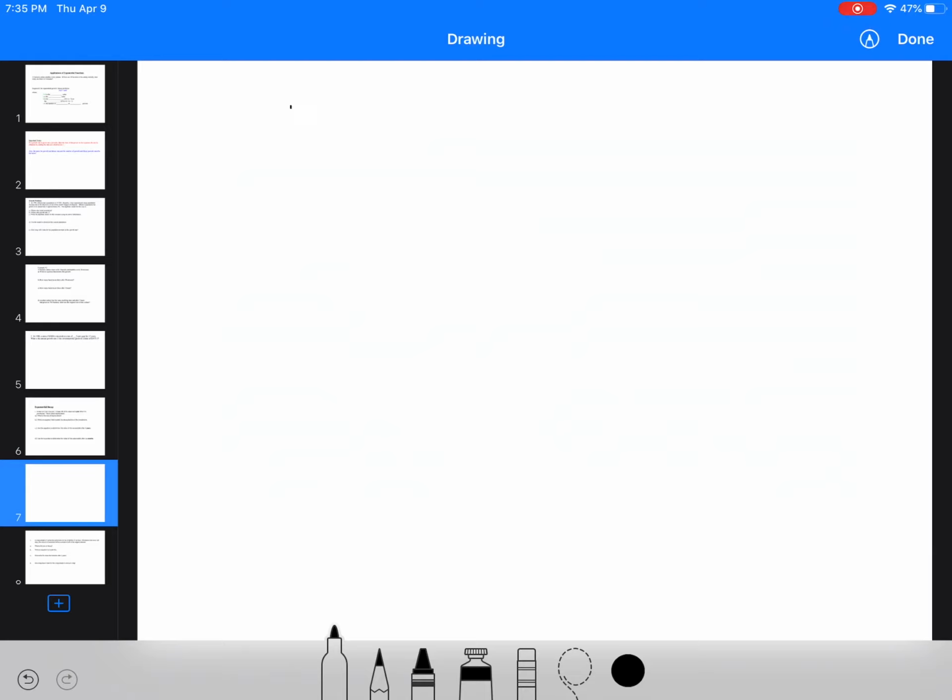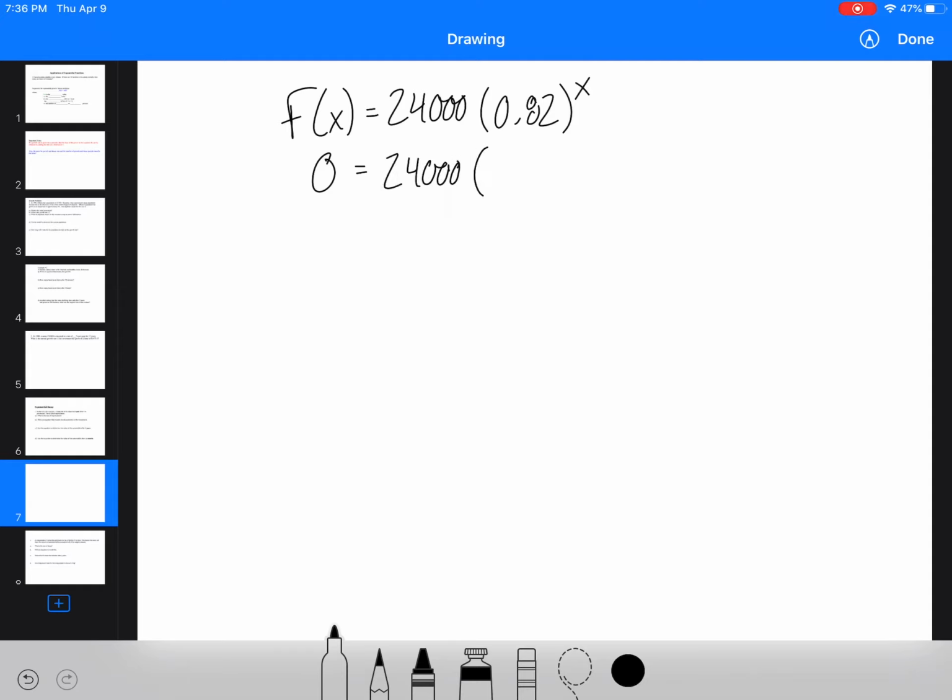Now I'm going to do one more kind of question here. Again, this was our equation: f(x) equals 24,000 times 0.82 to the x. What if I wanted to find out when this was worth $0, so when we had no more price? If I put 0, we're not going to get an answer, but let's put 0.01. Let's find out when it's worth 1 penny.